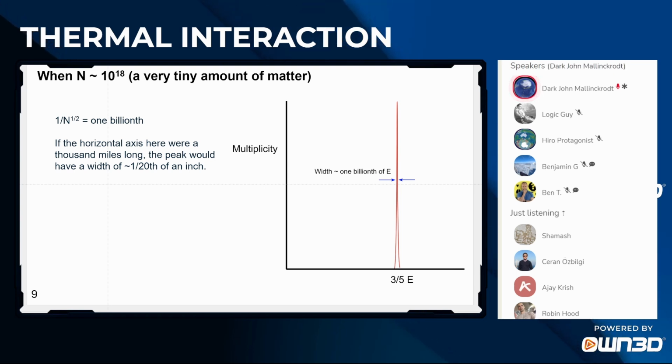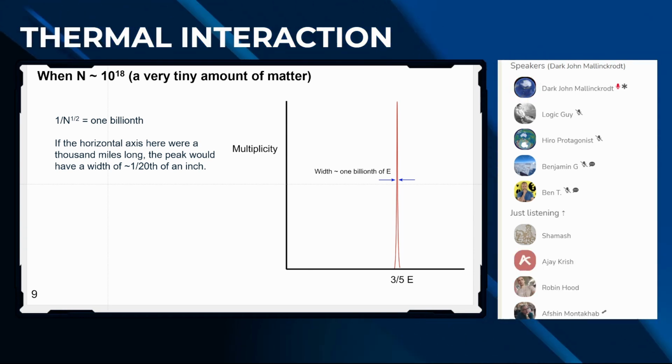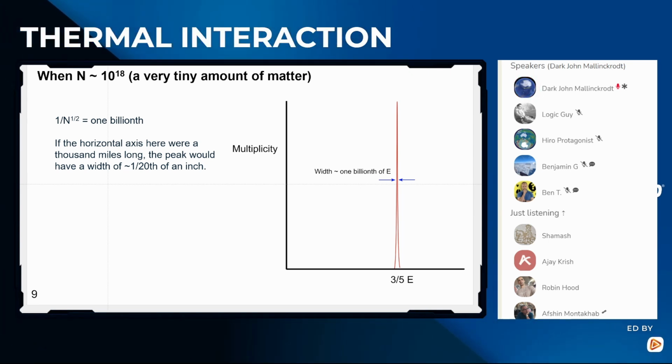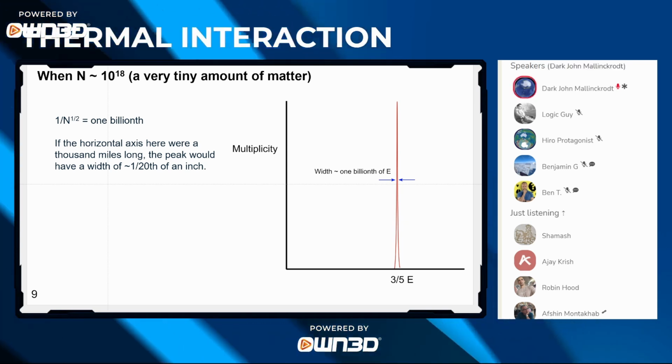As long as I scale everything like I was doing, scaling everything up by the same factor, one system is 50% larger than the other, always has 50% more particles than the other. The thing will sharpen up on 3/5 of the energy, 60% of the energy, being in that larger system. But the width now is 1 billionth of the total energy. And what that corresponds to is that if I were to draw this graph with a horizontal axis 1,000 miles long, this peak would have a width of a 20th of an inch. So that's how sharp this peak is.